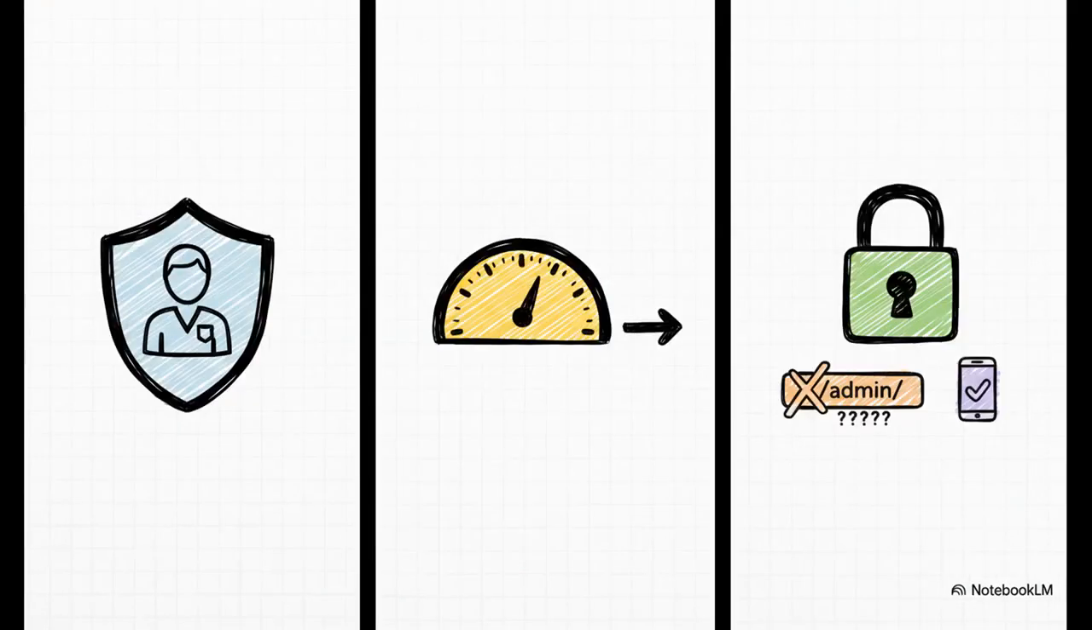So if you're going to remember anything from this, what are the golden rules for mastering the Django admin? First, always remember it's for trusted staff only. Second, performance is key, so always prefetch your related data. And third, security is not optional. Hide that URL and turn on multi-factor authentication.